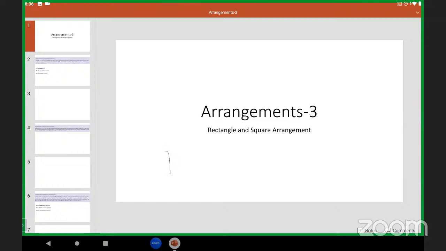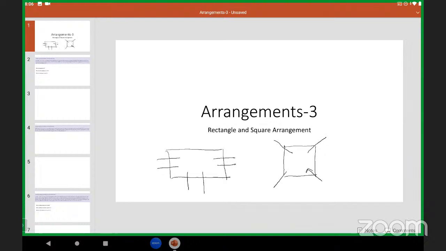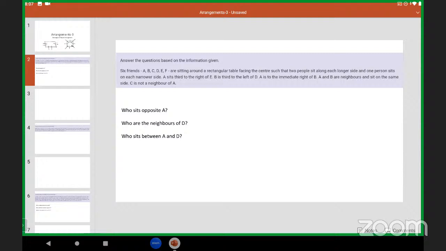So basically this is a rectangle, and this is a square. There are conditions given that there are two people sitting on the smaller side, two people sitting on the bigger side, or there can be questions based on people sitting on corners. Whenever there are people sitting on corners, this is how the arrangement looks, while the rest of the people sit in between. So we'll solve a certain number of questions based on rectangle and square arrangement. This is a very easy topic to solve, so we'll directly start with the questions.